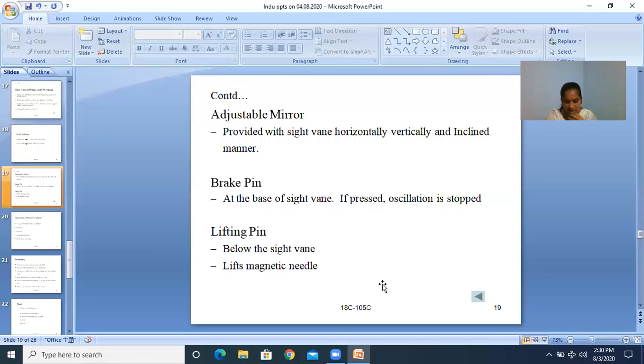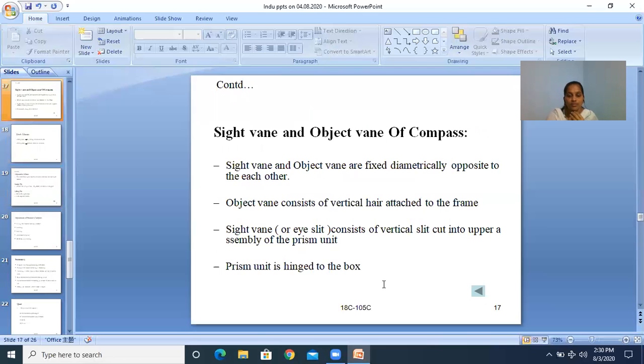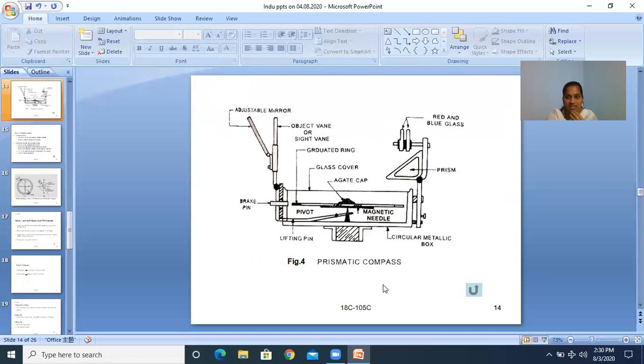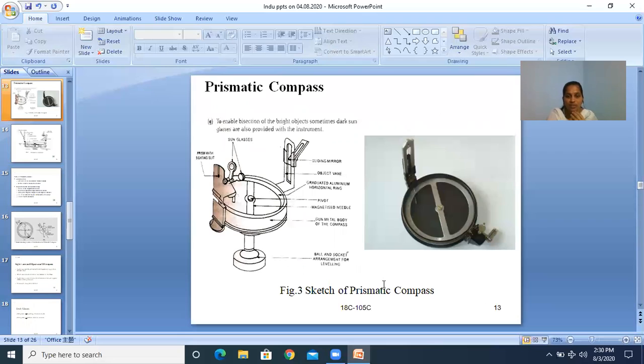Then the next one is the adjustable mirror. A mirror is provided with the sighting vane horizontally, vertically and in an inclined manner. I can show the mirror which is attached at the object vane of the prismatic compass. So this is the mirror, you can see. This is the object vane, the vertical one, and the glass is attached from this place.